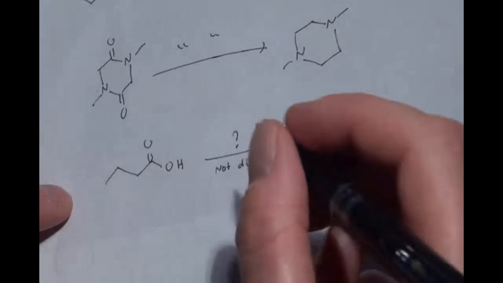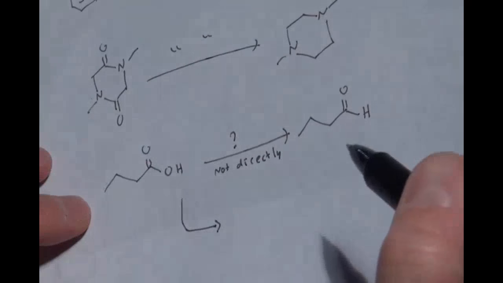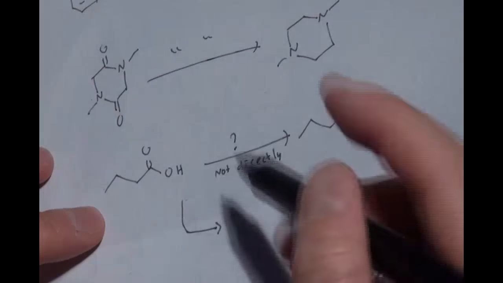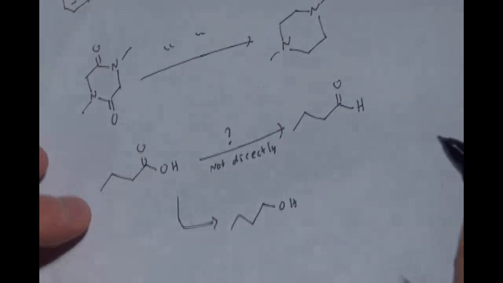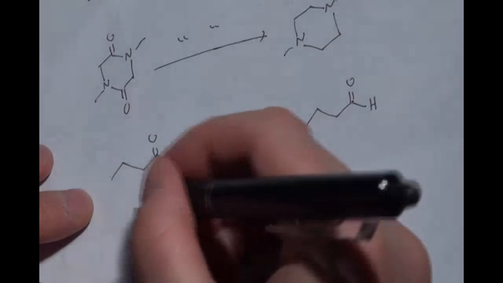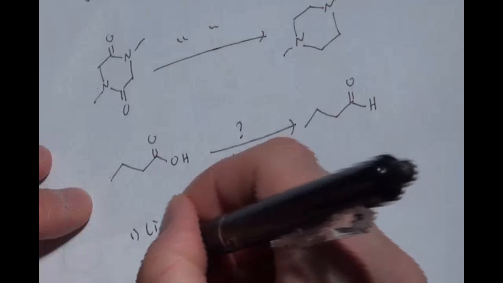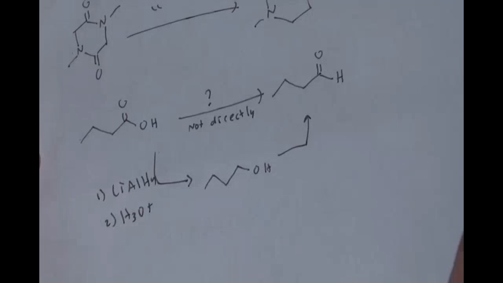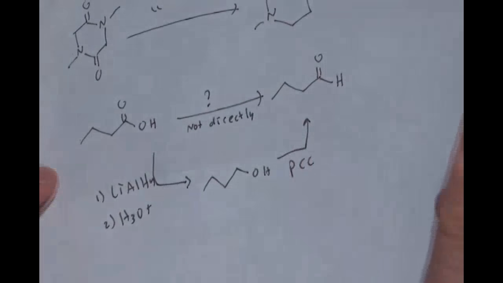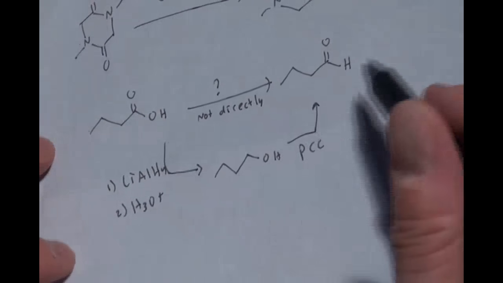So, what's one of them? Well, we can completely reduce the carboxylic acid to an alcohol using lithium aluminum hydride, right? Then how do we oxidize this back up to an aldehyde? That is the PCC. So that's organic 1 stuff. It's a single step oxidation from an alcohol to an aldehyde.